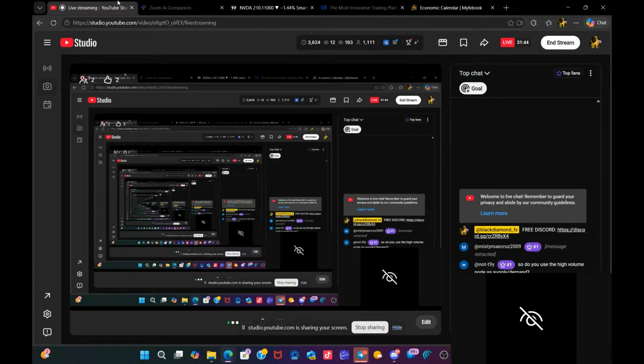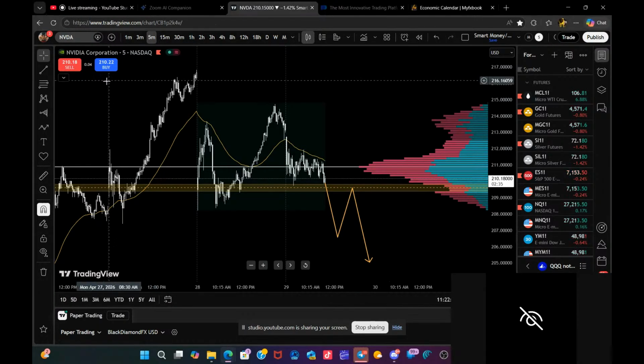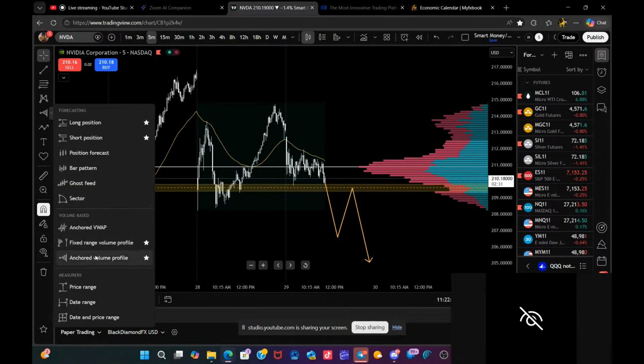Also, how would I know what point? Oh, so check this out. Where do you put the volume profile? So first of all, this is the one I use. Mainly, I use the anchored volume profile. I do use the fixed range profile sometimes. But mainly, it's been the anchored.